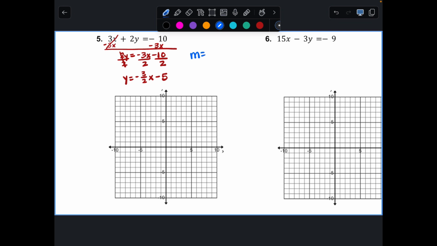Now your slope is negative 3 over 2, and your y-intercept is negative 5. So in this case, I'm going down 3 and 2 to the right. I can only do it once before I run out of room in that direction, so I'm going to go back the other way, reversing it. And graph the line.